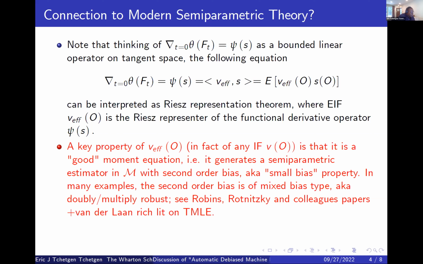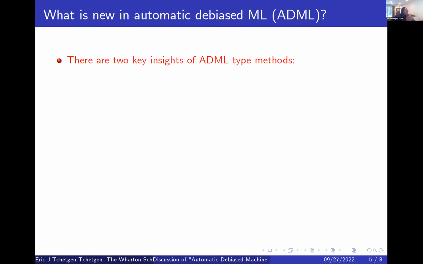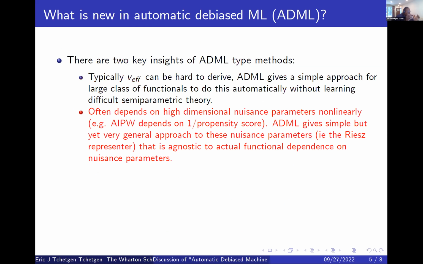Recently, Chernozhukov and his colleagues have rebranded small bias essentially as what's been known as Neyman orthogonality. If you see a recurrent theme here, these ideas evolve over time, and new twists to these existing ideas are added. So the question is, what is new in ADML? In my view, there are two key insights of ADML, which I think are terrific. Typically, the efficient influence function can be hard to derive. ADML gave a very simple approach for a large class of functionals to do this automatically without learning difficult semi-parametric theory. So that's great.